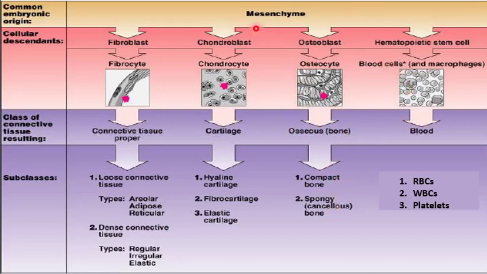Mesenchyme can also differentiate into hemopoietic stem cell that forms the blood cells, which are RBCs, red blood cells, white blood cells, WBCs, and the platelets. We will discuss this in this module.